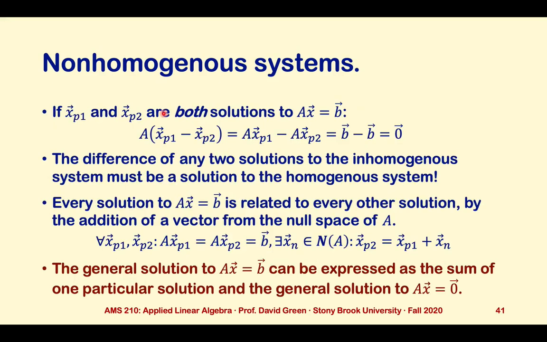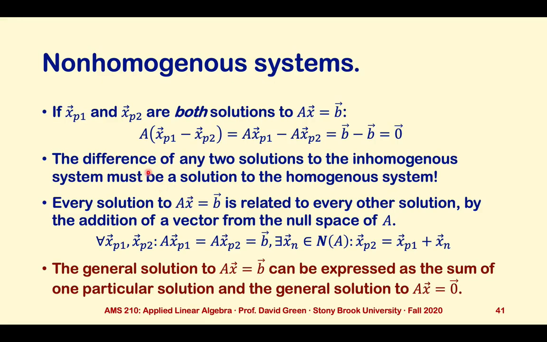We also can play around with a similar technique of taking two different solutions to the system AX equals B and see what that leads us to. If we take two solutions for AX equals B, XP1 and XP2, and we take the difference of these, A times XP1 minus XP2, that's AXP1 minus AXP2, which is just B minus B, which must be 0. This difference, XP1 minus XP2, must be a solution to the homogeneous system. The difference of any two solutions to the non-homogeneous system must be a solution to the homogeneous system.